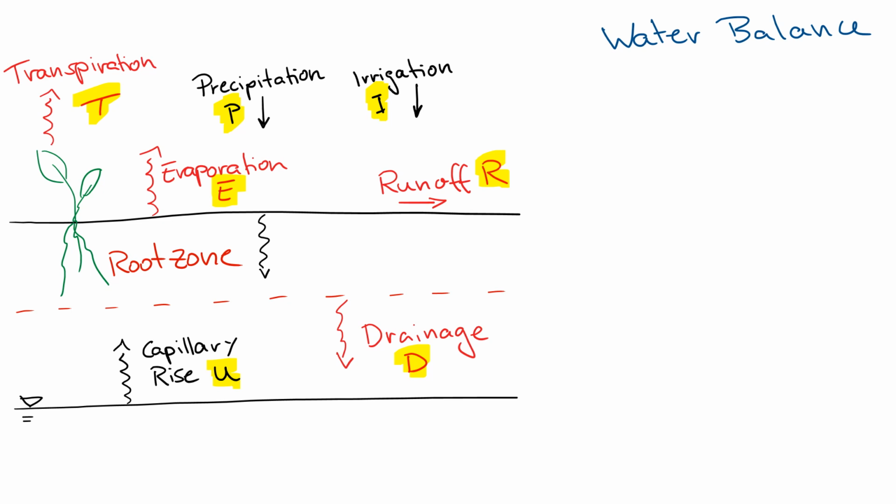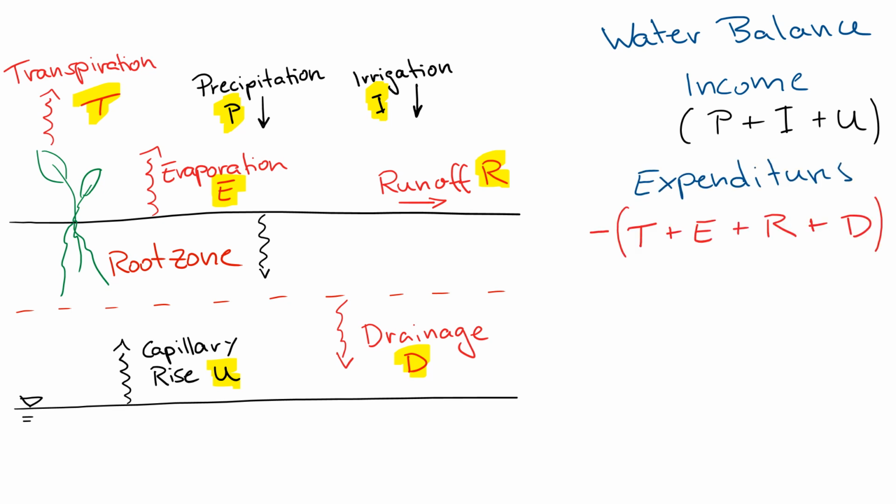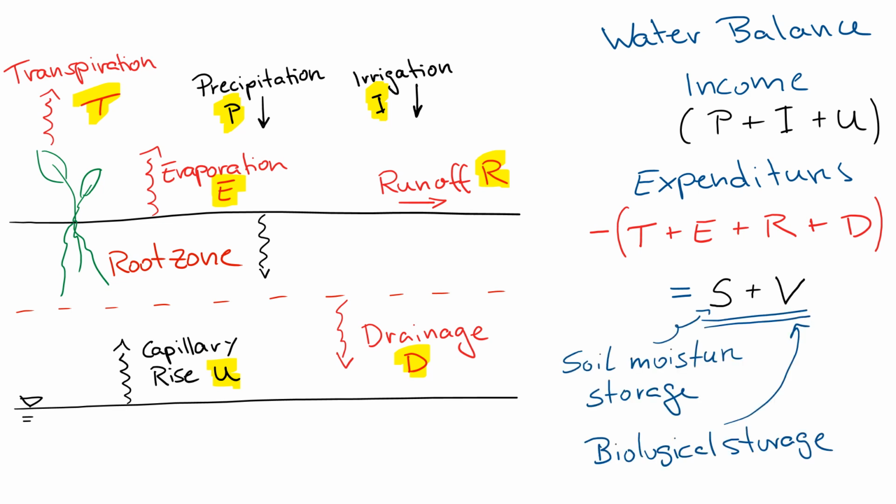We may then write a water balance, much like we would write a balance sheet or an income and expenditure sheet, where we have precipitation, irrigation, and capillary rise as income, and we have transpiration, evaporation, runoff, and drainage as expenditures. The balance between the two equals ΔS and ΔV, where V is the water that is being stored in biological tissues, and S is the soil moisture storage.